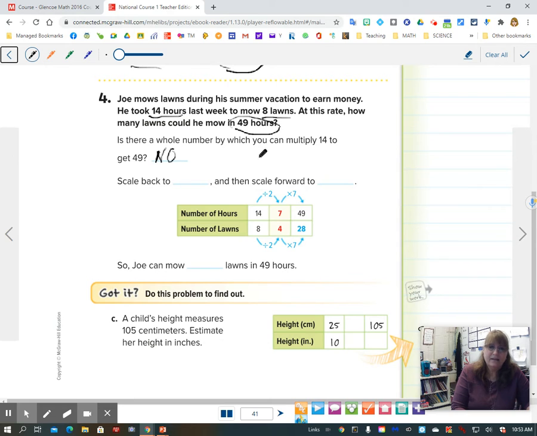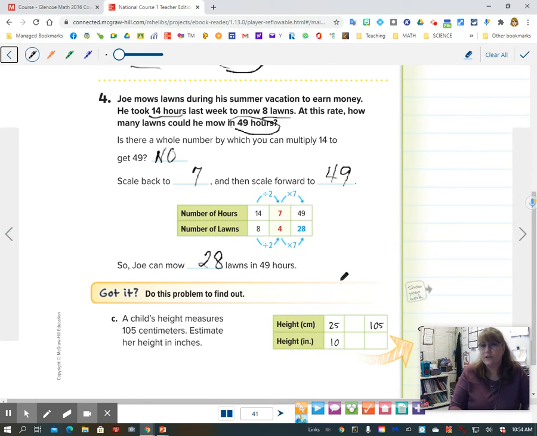So we need to scale back to a number that is divisible. 49 and 14 are both divisible by 7, right? 7 times 7 is 49. 2 times 7 is 14. So that works. Then we can scale forward to the 49, okay? So the number of hours, we do 14 divided by 2 to get 7. 8 divided by 2 gets us 4. Now we want to take 7 times 7 to get 49. 4 times 7 is 28. So Joe can mow 28 lawns in 49 hours.